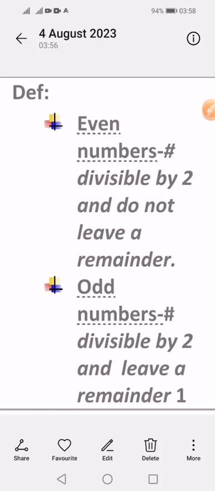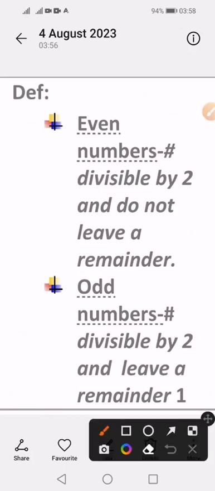And on today's lesson, we're going to talk about sets of numbers. All the numbers that we know can be grouped or put in sets. Number one, we are going to talk about what you call natural numbers.